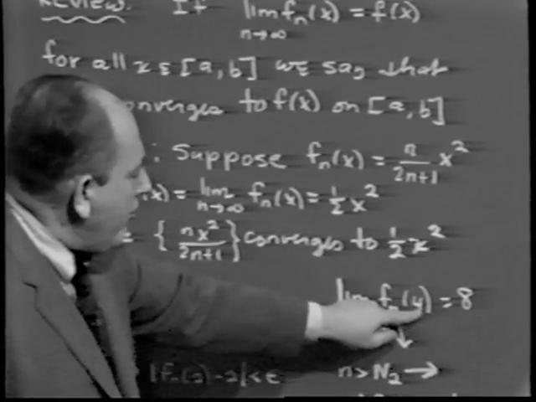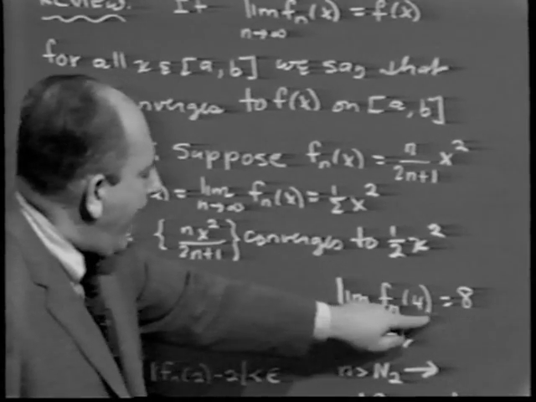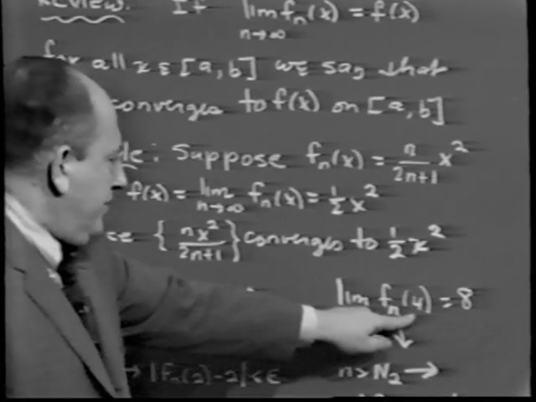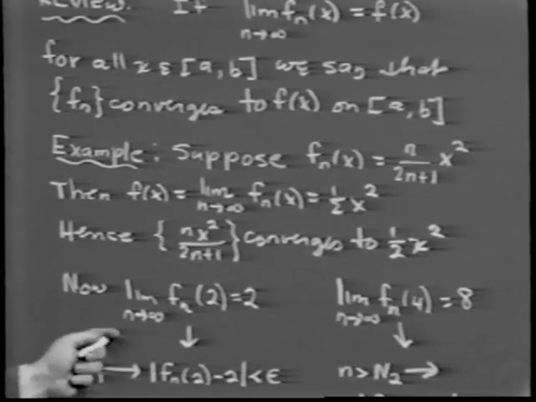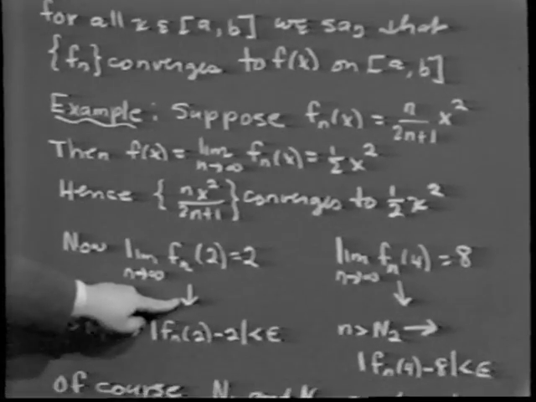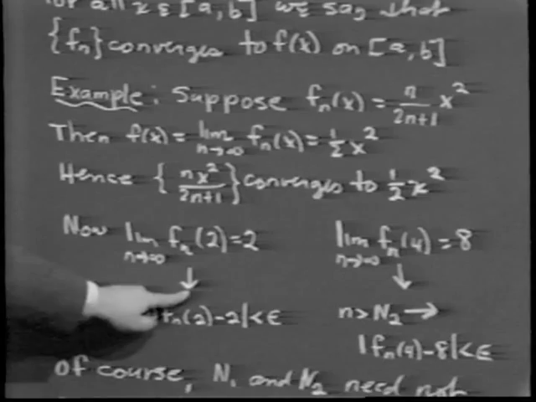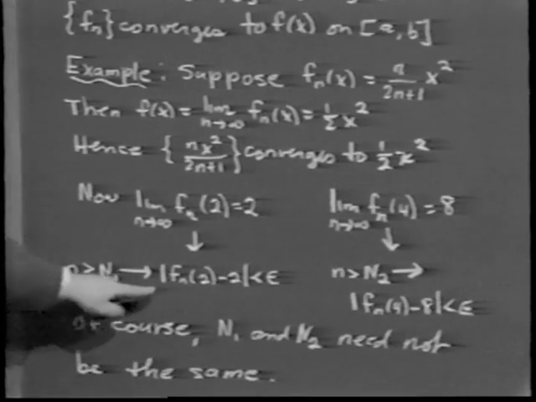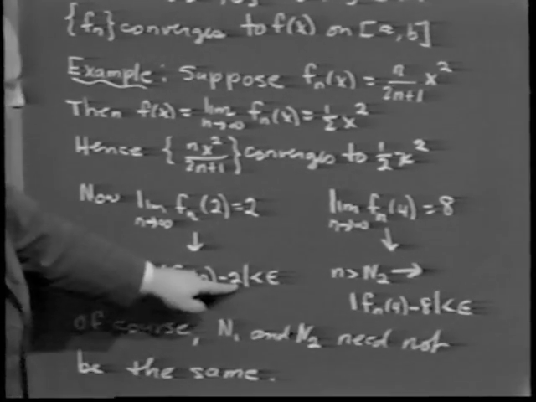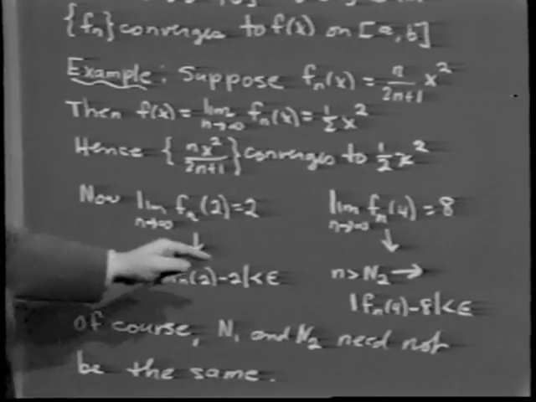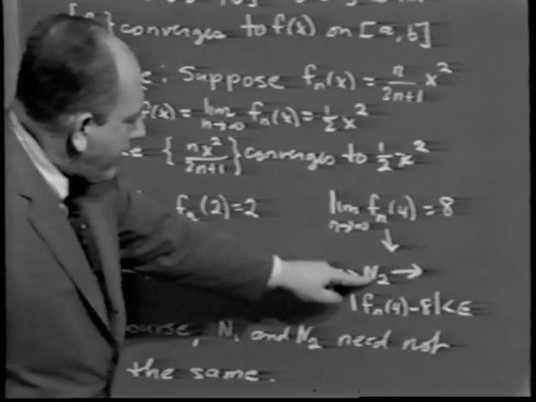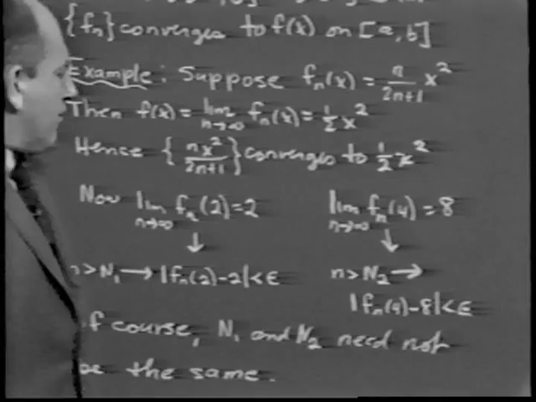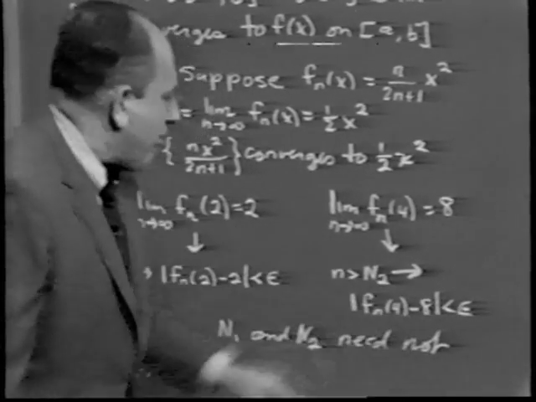The key thing being that once you choose x, for a fixed x, f sub n of x is a constant, and you're now taking the limit of a sequence of numbers. At any rate, here is what the key point is. What does this mean by our basic definition? By our basic definition, it means that we can find a number, capital N sub 1, such that when n is greater than capital N sub 1, the absolute value of f sub n of 2 minus 2 is less than epsilon. In a similar way, we can find a number, capital N sub 2, such that for any n greater than capital N sub 2, the absolute value of f sub n of 4 minus 8 is also less than epsilon.